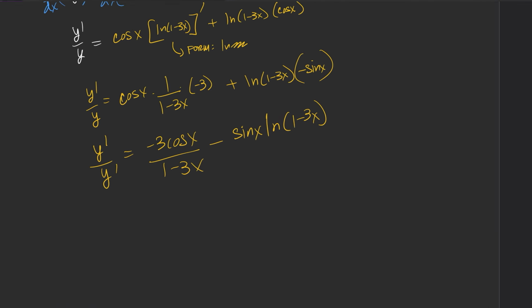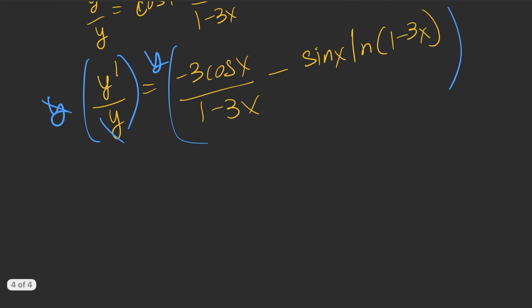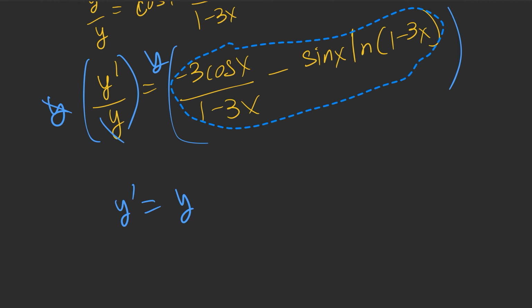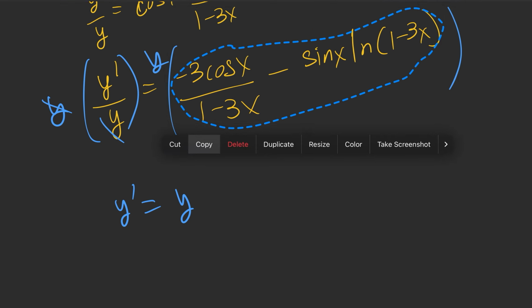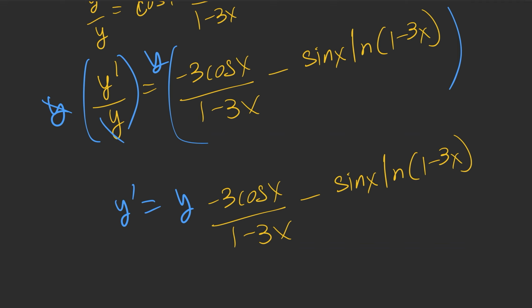And so now, remember what we always do is the last step on these things. This is a y on the bottom. I don't want that y on the bottom, so I multiply this side by y, and I multiply all this by y. These cancel. And I get that y prime is equal to y times all of this stuff.